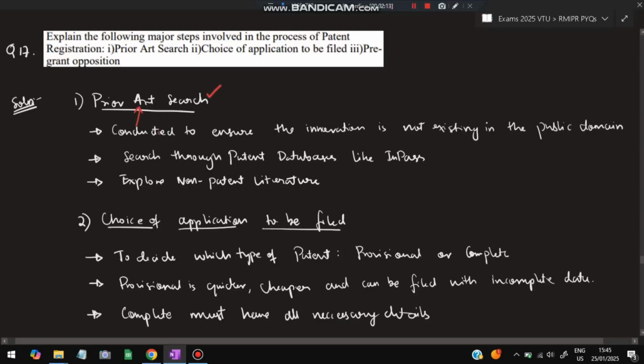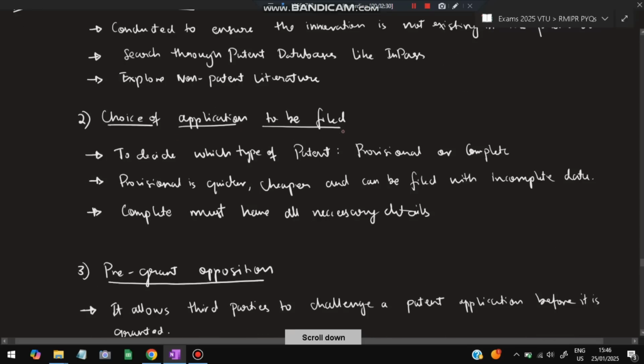Prior art search means once a patent is submitted, we have to search whether that patent already exists or not. This is to ensure that the innovation does not already exist in the public domain. Search through a patent database like InPASS and explore non-patent literature like journals. Okay, choice of application to be filed.